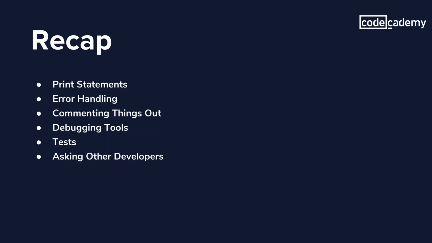So there you go. Those are some common ways of debugging your code. Whenever you have a tricky bug that's messing things up, you can try print statements, you can try error handling, commenting things out, look into your debugging tools, run some tests, or ask other developers for help.